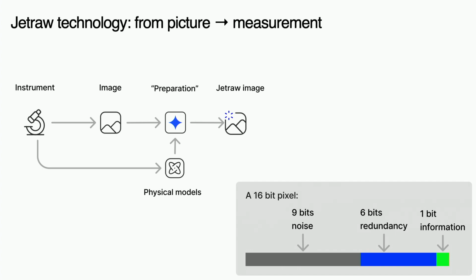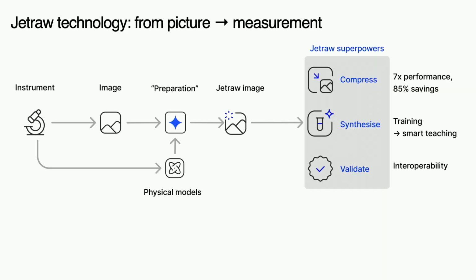And this is really important, both for storing and transferring data more efficiently, but also for understanding what is behind your image. So a JetRo image is basically an image that has superpowers thanks to physical models that are embedded. It allows you to compress the data, to transfer it much faster, and to save lots of money. It allows you to synthesize, through physical models, many different aspects of your data. For example, what if my camera is too hot? What if it was slightly out of focus?